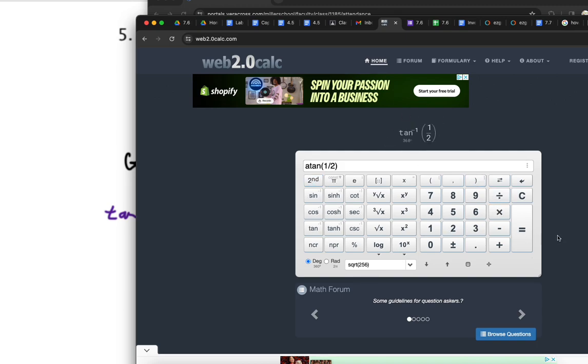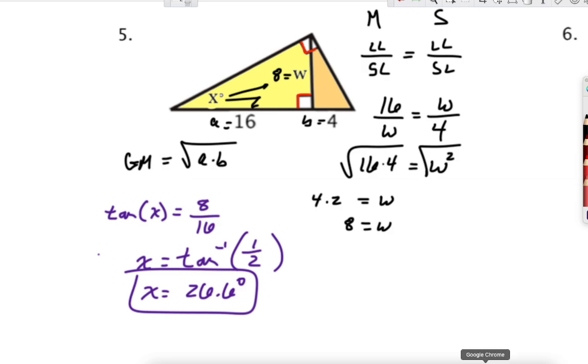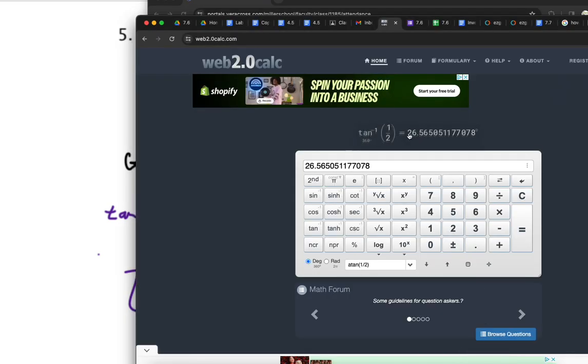There it is. 26.6. That's an angle, so I'm going to put my degree symbol there. Just so you see, if I go back up here and I were to do 8 divided by 16, you get the same answer. It's still 26.6.